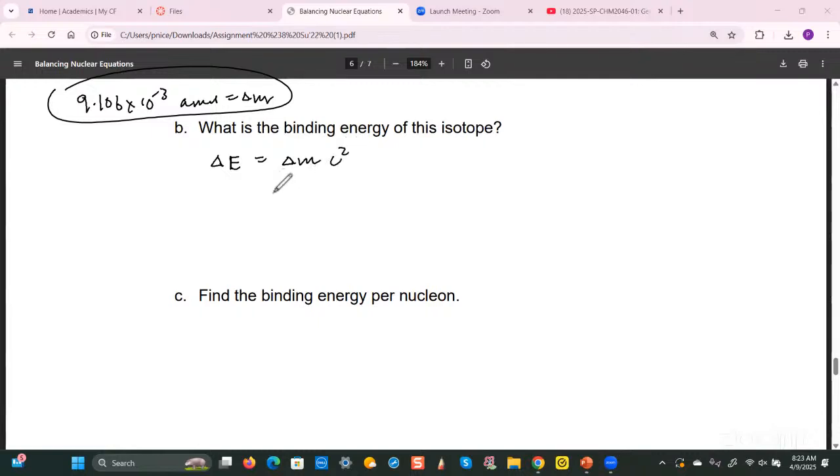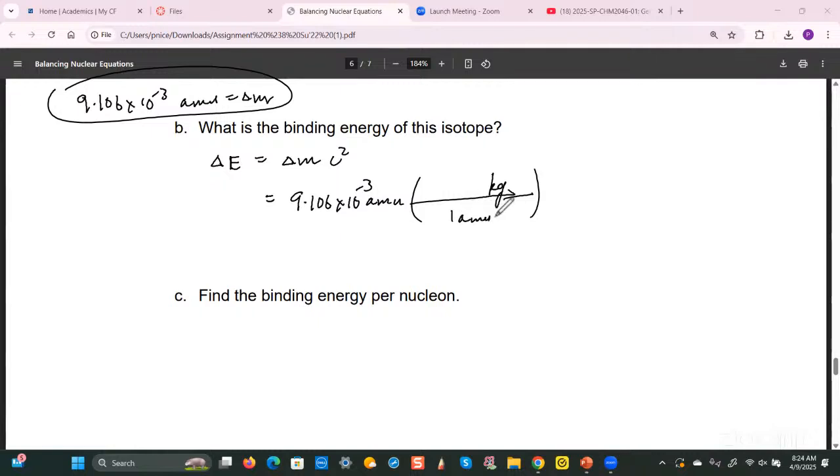Now, the thing about this equation is that delta M, which we already have from the A part, is 9.106 times 10 to the minus 3 AMU. What we have to do is convert this to kilograms. I don't remember what the conversion factor is, I have to look it up. But basically, you're going to have the kilogram value up here, and that will be equal to 1 AMU.